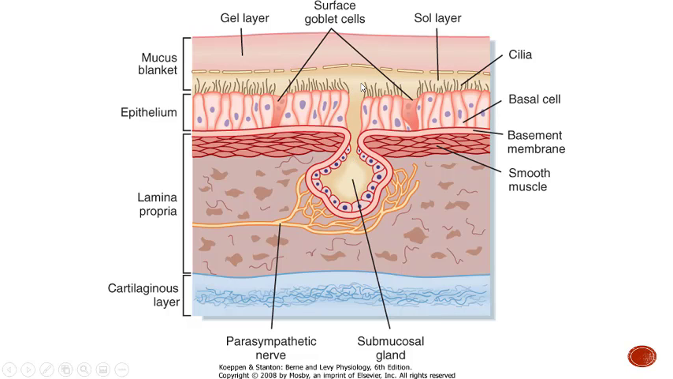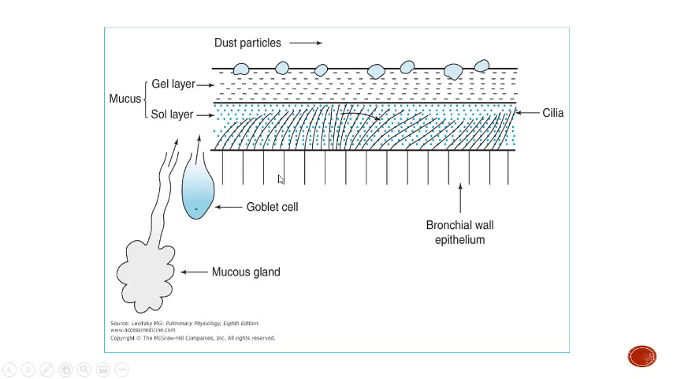Again, me and my diagrams. This is your gel layer, which is going to be thicker than the sol layer. The sol layer, you want it to be very, very thin and serous because that's what's going to allow the cilia to move. All of your debris and junk that is trying to come out of your lungs is going to get trapped in that gel layer.